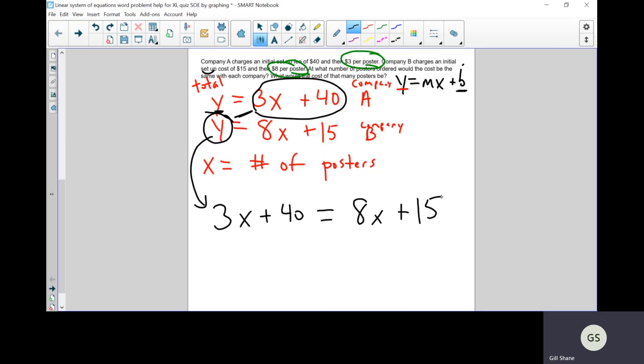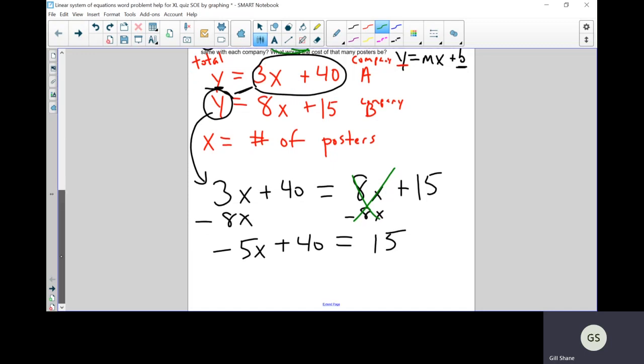I'm going to move my x values. This is not the way I taught you originally, but I kind of changed it, and we're just moving all the variables to the left. So to move the variables to the left, I need to subtract 8x to get rid of it. Well, if I subtract it there, I need to subtract it here. So that gives me negative 5x plus 40 equals 15, because this canceled out.